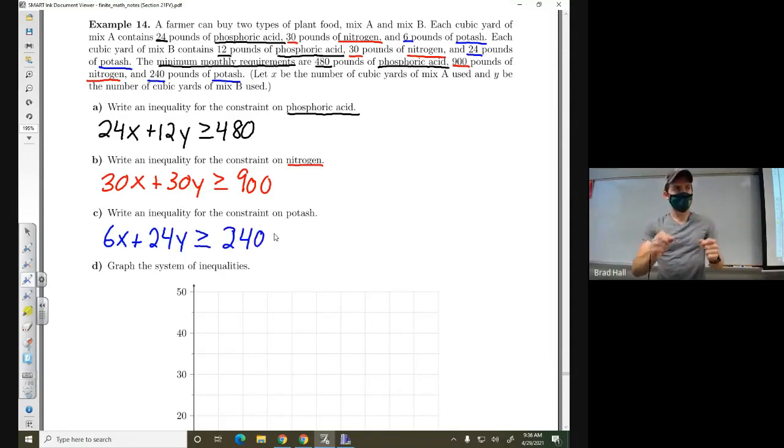So basically, I took all the numbers, associated them with the nouns or the subject of each part, and then I constructed an inequality based off of minimum monthly requirements. So we have 3 inequalities from this in total.